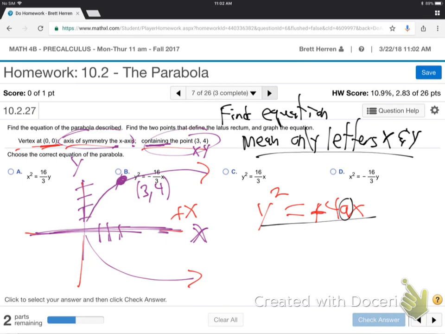That's what they always mean in any math problem when they say find the equation. They'll say that a lot in calculus and other classes. They mean, get all the other letters discovered so you just have x and y. That's what an equation is, right? Just x and y. Okay, so how do I find a? That's what they want.